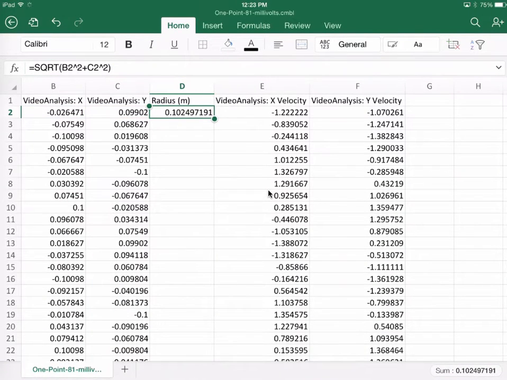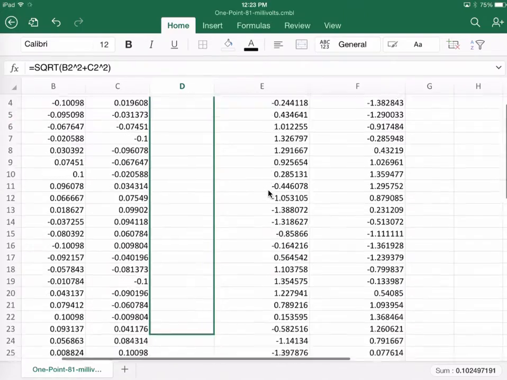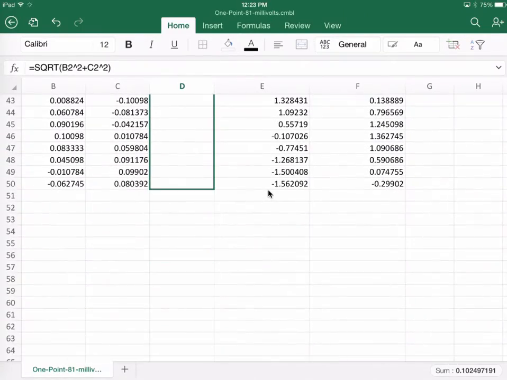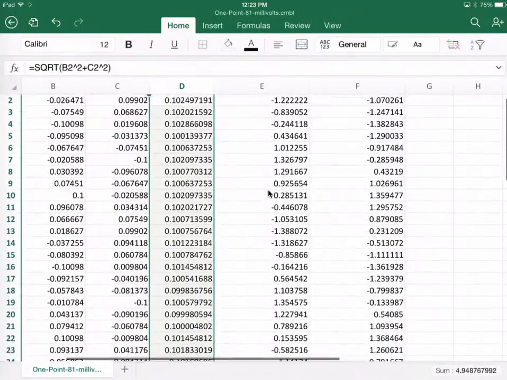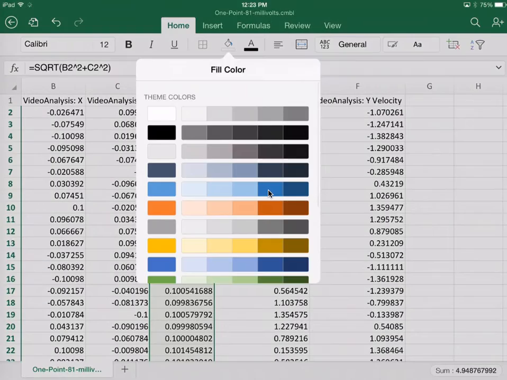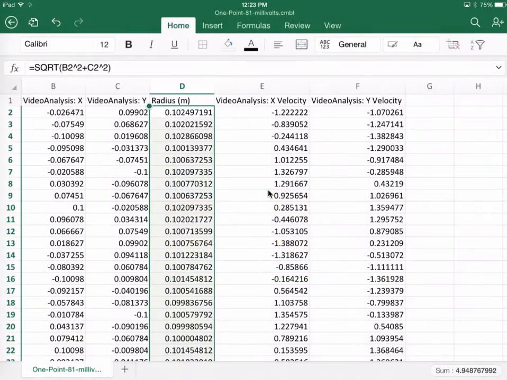We already know that it's about 10 centimeters, so this is just confirming something that we already know. So I'm just going to fill and drag down and grab all of those points. And you don't have to color code this, but, well, I'm not going to color code it.